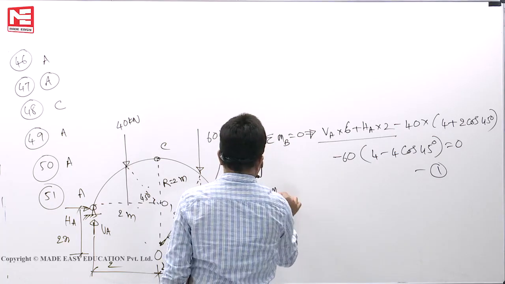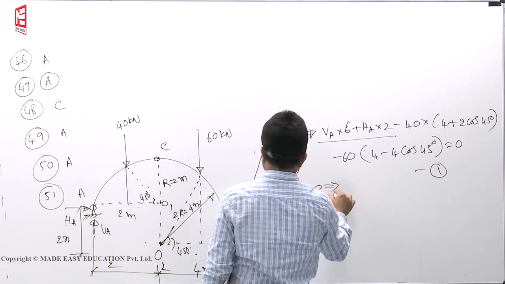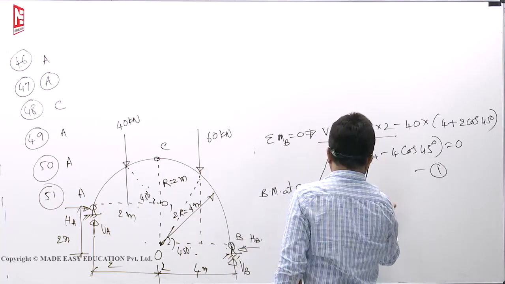Then bending moment at C is equal to 0. Stand at C, look left.